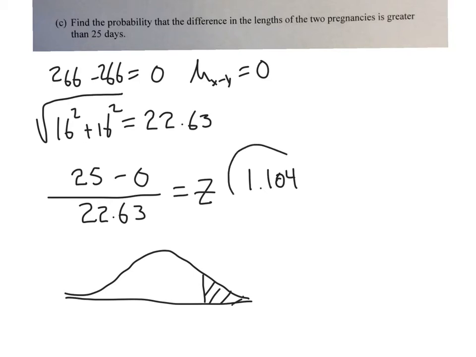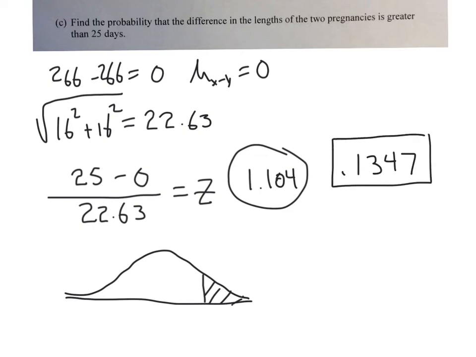So you do the normal CDF, but remember, that's this area down here. So subtract from 1, and you get 0.13479. Okay, so this is approximately 0.1347. There's a 13% chance that they last more than 25 days.